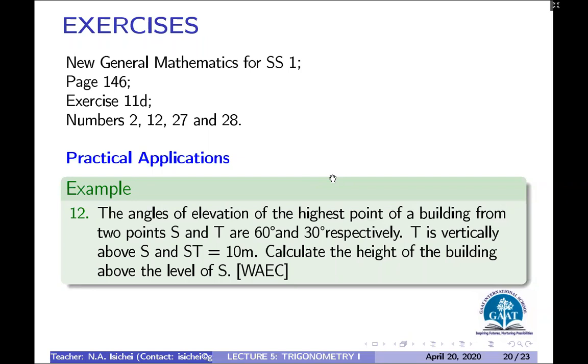So I would like you to attempt these questions from your textbook as assignments. We have a lot of exercises and assignments to do before the next class, that is next week. New General Mathematics for SS1, page 146, exercise 11D, numbers 2, 12, 27, and 28. This set of exercises will be due on Tuesday. On or before Tuesday, you are expected to submit these exercises.